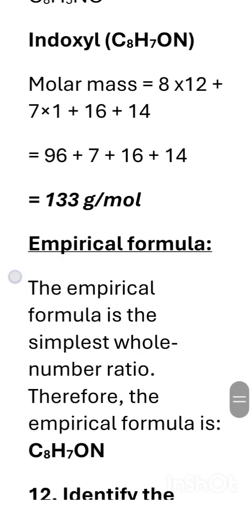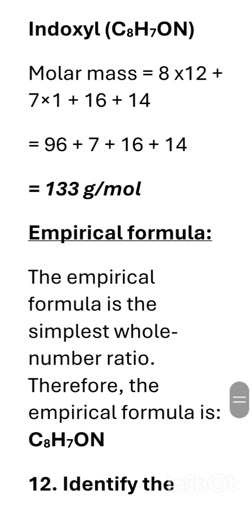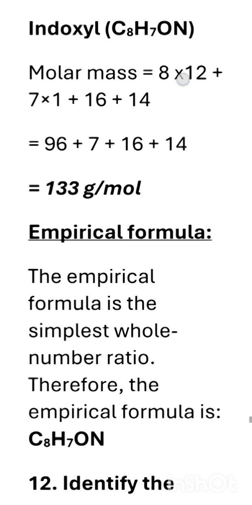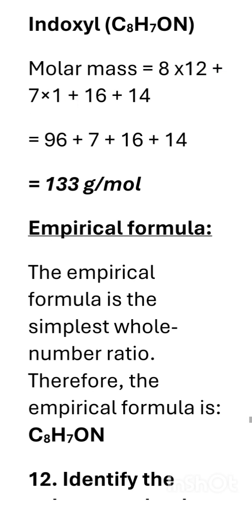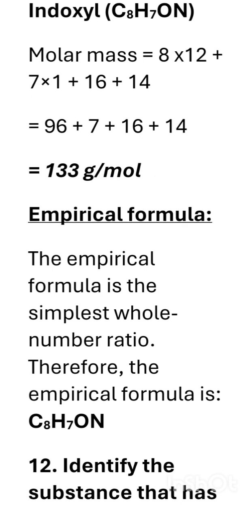Now for indoxyl, C8H7O, and molar mass can be calculated by adding all the atomic masses, like carbon 12 into 8, 7 into 1 for hydrogen, and 16 for oxygen, and 14 for nitrogen, and we will get the answer 133 gram per mole. For the empirical formula, it is already in its simplest form and can't be simplified any further, so the empirical formula will be the same as it was for the molecular formula.